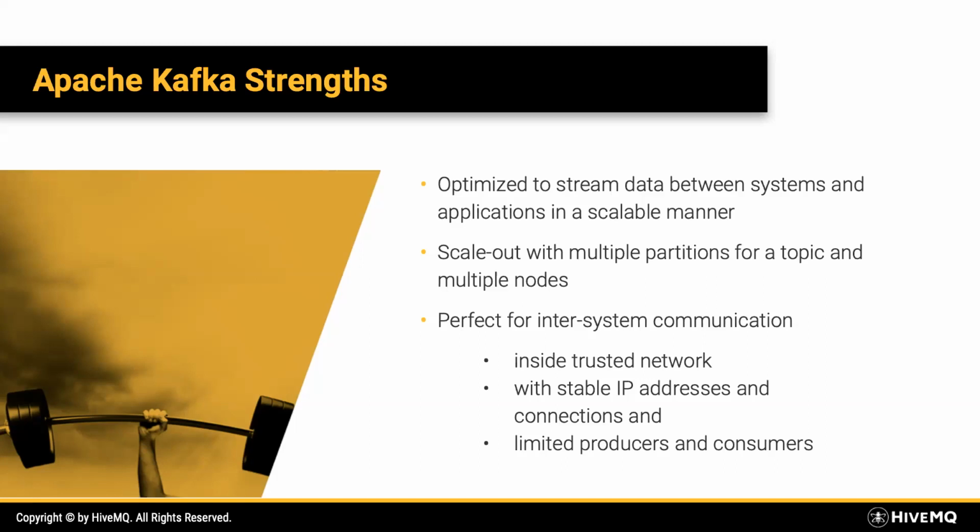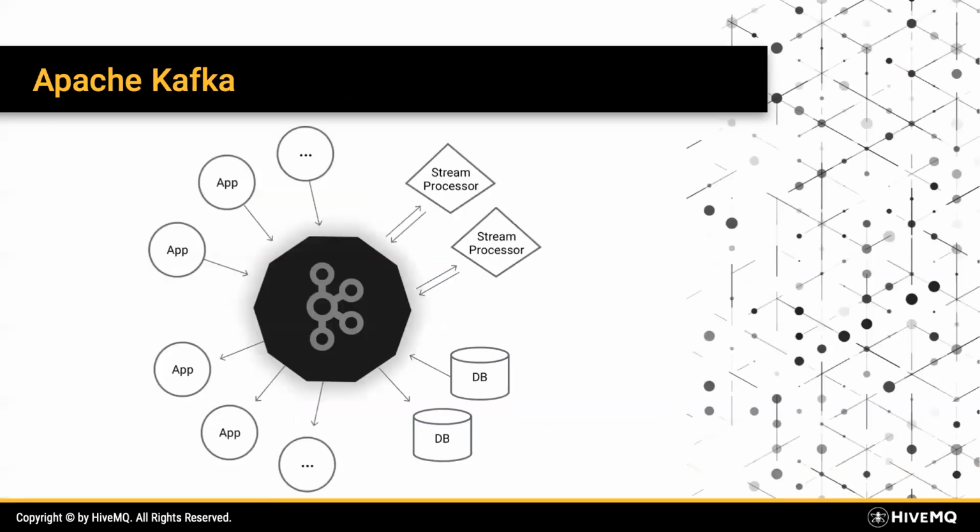And it's really perfect for inter-system communication, especially if you're inside a trusted network, if you have stable IP addresses and connections between the applications, and if you have a limited number of producers and consumers. So this is not something which grows exponentially, but if you know what applications you have and what microservices you have, for example, this is something you can usually plan ahead. So it's really like the central communication backbone for your business, where you can connect databases and your applications and also do some stream processing. This is something Apache Kafka is really good at.